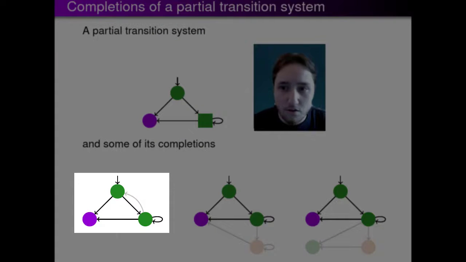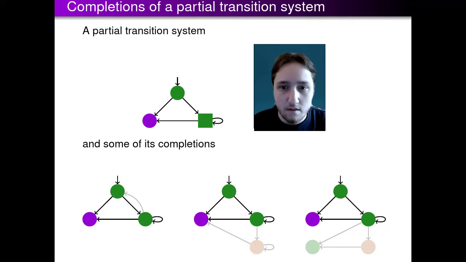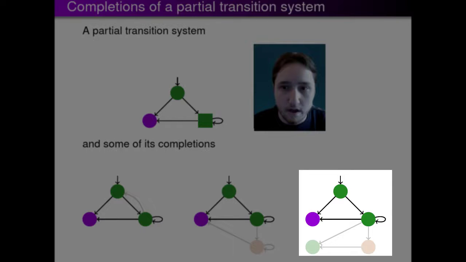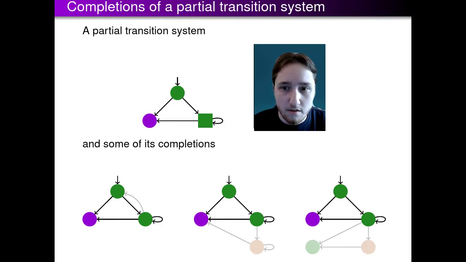In the leftmost completion, we add a single transition. The completion in the middle contains one extra state and three additional transitions. In the rightmost completion, we add two states and three transitions. Note there are infinitely many other completions of this partial transition system.